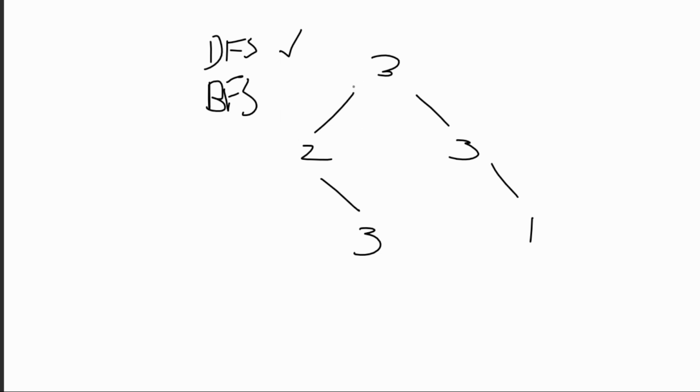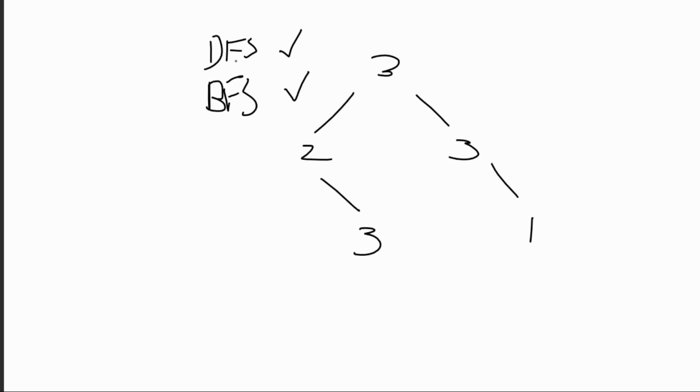Now let's try it with BFS. With BFS, we go here to 3, then we go to 2. We tell it, hey, our parent is used or not used, and then we go to 3, same thing, parent used or not used, makes sense. And then the other 3, parent used or not used. So overall, this makes sense.